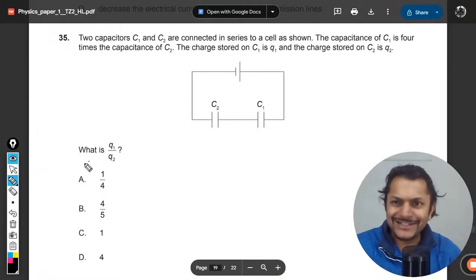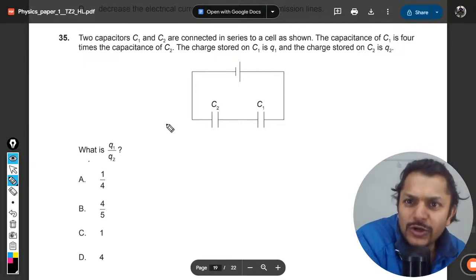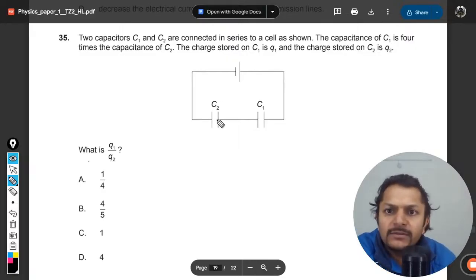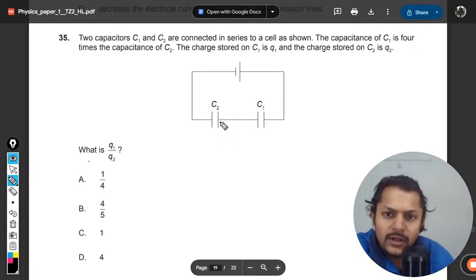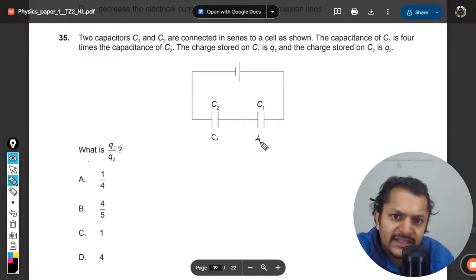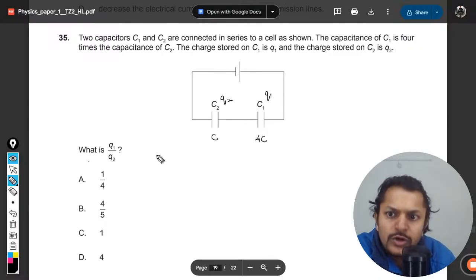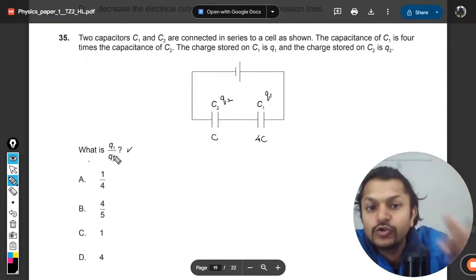Okay, dear students, let us see what is there in this question. Two capacitors C1, C2 are connected in series to a cell. The capacitance of C1 is 4 times that of C2. So we can assume this as C, and this will be assumed as 4C. The charge stored on C1 is Q1 and the charge stored on C2 is Q2. What is the ratio of Q1 and Q2?